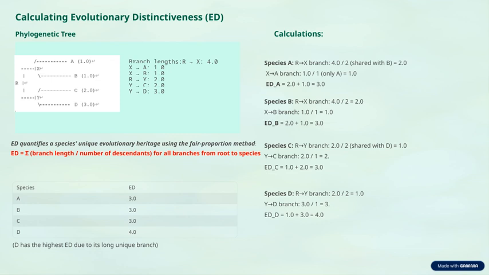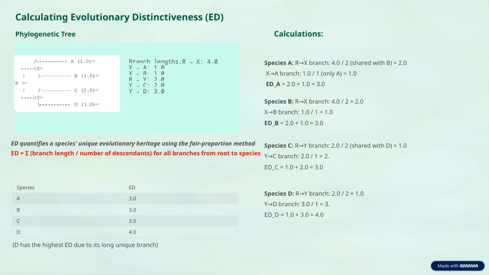Now, for species C, the initial branch from R to Y is 2 units, shared with D, so each gets 1. From Y to C, there's a 2-unit branch unique to C, so C's ED sums to 3. For species D, the same shared initial branch gives 1, but from Y to D, there's a longer 3-unit branch that D alone has. So D's ED is 1 plus 3, totaling 4, which is the highest among these species. This indicates that D has the most unique evolutionary history, mainly due to its long, solitary branch.